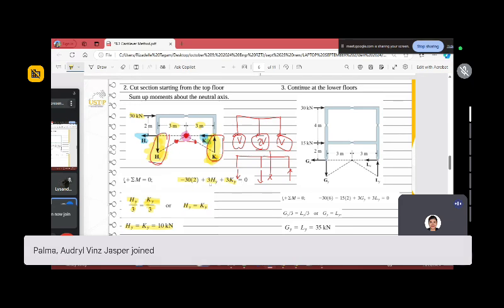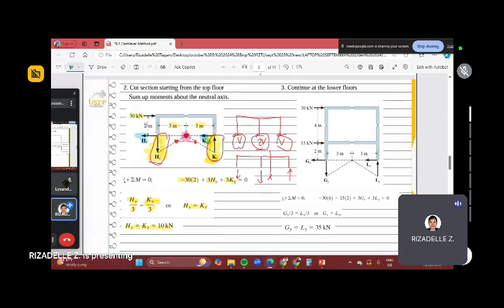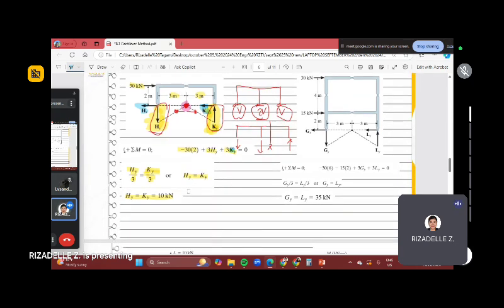So, balihan naman mo ni siya. Himuon mo ni KY, either himuon mo ni HY. Yung makuha dayon is 6 HY. So, 60 divide by 6 is 10. So, HY and KY is equal. So, na kay value have 10 kilonewton for HY and KY.